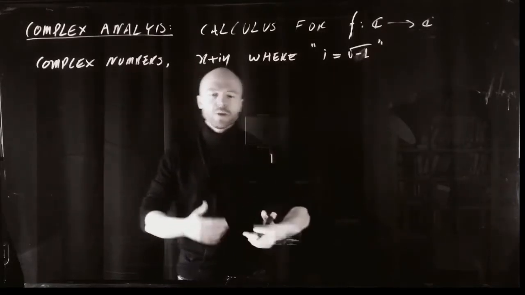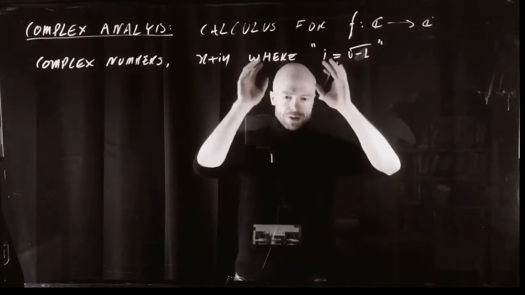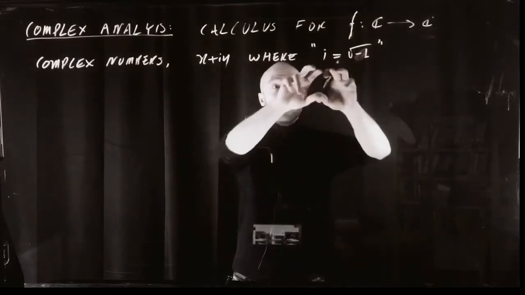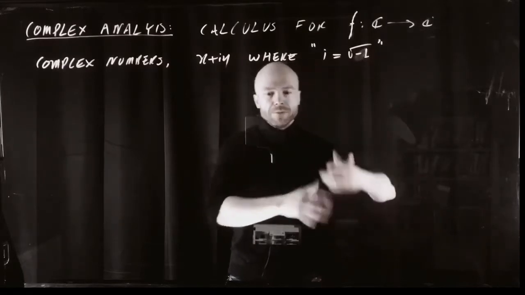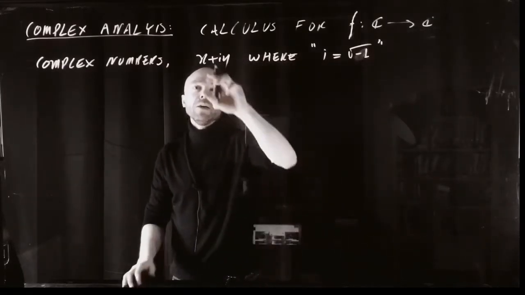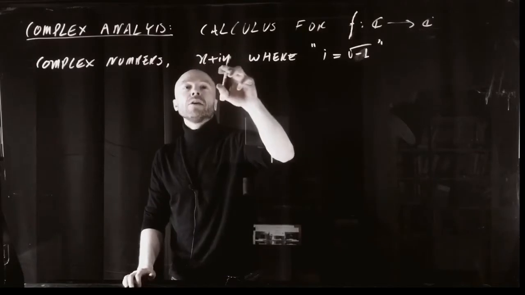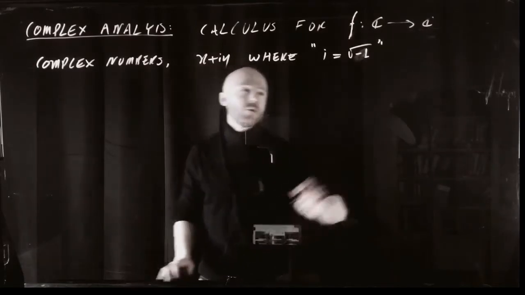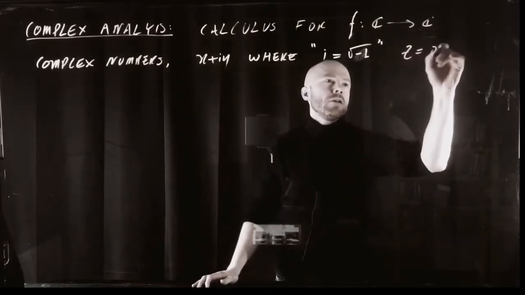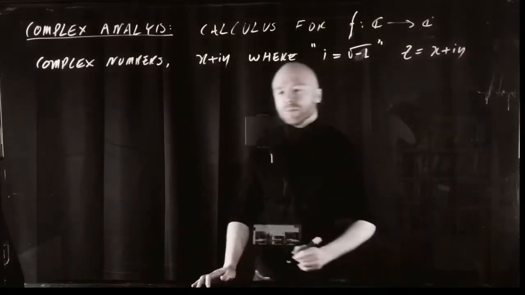It doesn't exist in the real world, but let's just define i to be this thing, and let's just go forward with it. That's what complex numbers are. Okay, so we have a real part, which is the x, and then i times y, which is the imaginary part. And we're going to write z like this.